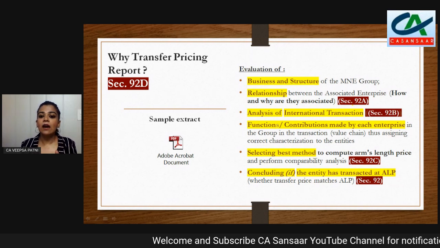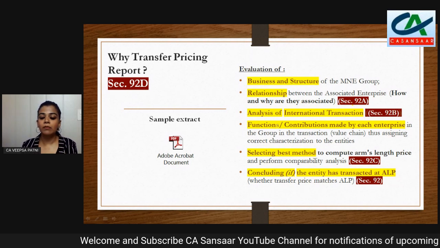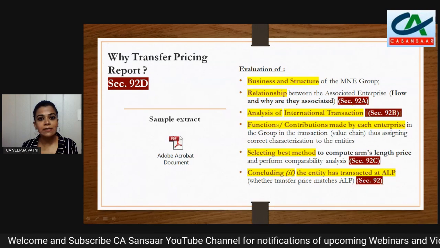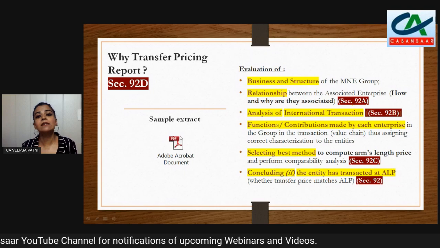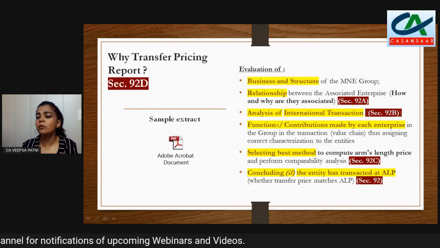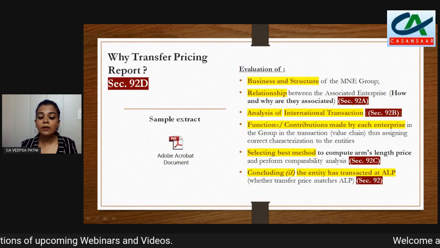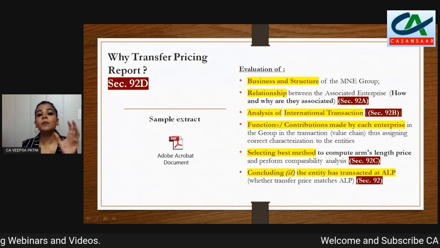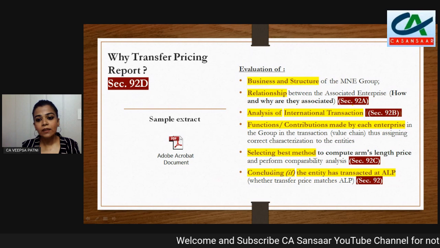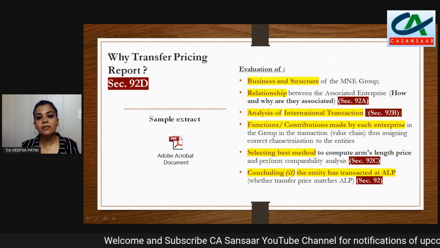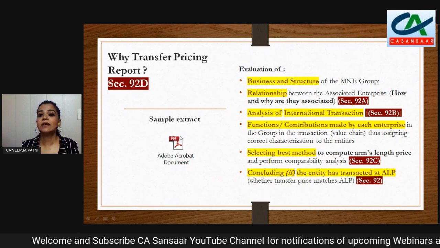These details are to be captured by a transfer pricing consultant while analyzing the transactions, when analyzing so many documents maintained by the companies, and then have to be captured in your transfer pricing report. Then it talks about selecting the best method. It talks about economic analysis.